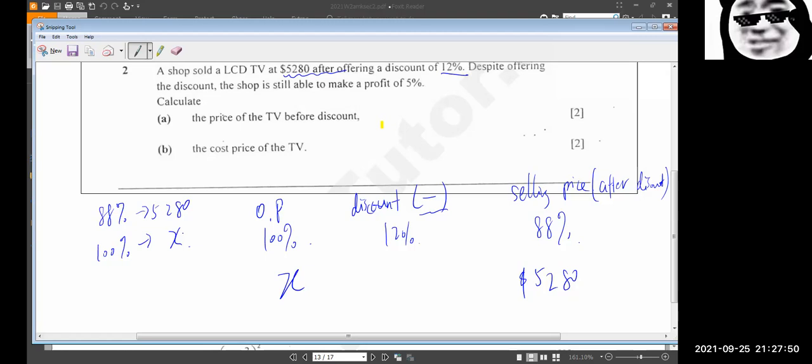100 divided by 88 times 5280. Yeah, the answer is 6K. Yeah, 6K.